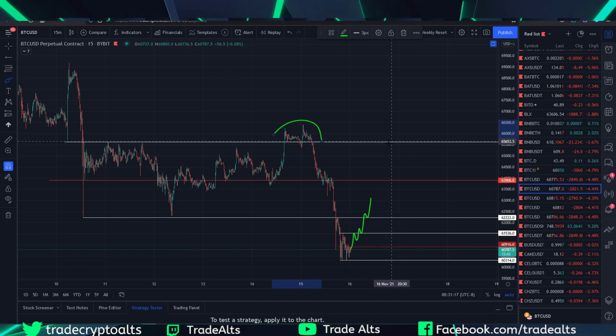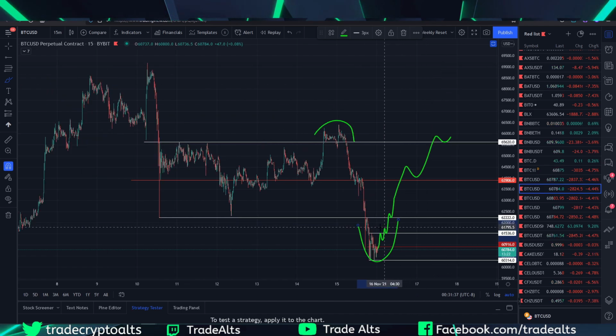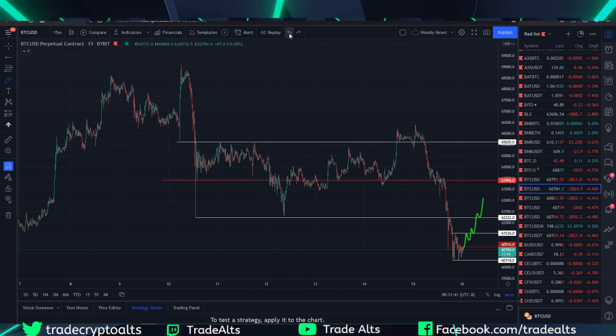But if price is able to get back up through here, I think this would start to look like a deviation in itself, and that would be pretty bullish. So if price can reclaim this high, I think it could end up pushing significantly higher. But that's a little bit outside the scope of this video. Shouldn't spend that much time on it, I guess.